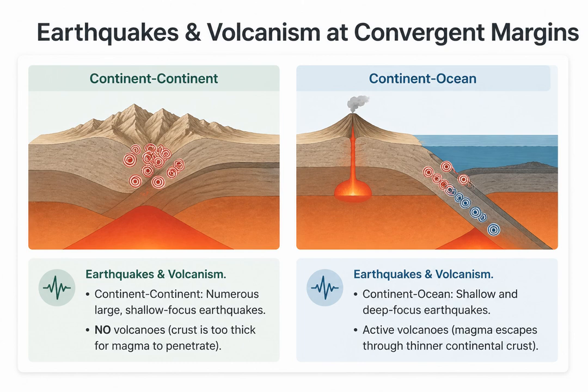When we look at the hazards associated with these boundaries, there is a stark difference. In continent-continent convergence, the crust becomes incredibly thick, up to 70 kilometers. Magma simply cannot penetrate this massive barrier, so there are no volcanoes. However, the immense friction generates disastrous, shallow-focus earthquakes. In contrast, continent-ocean boundaries produce both shallow and deep earthquakes, and because the continental edge is thinner, magma easily escapes to form highly active volcanoes.